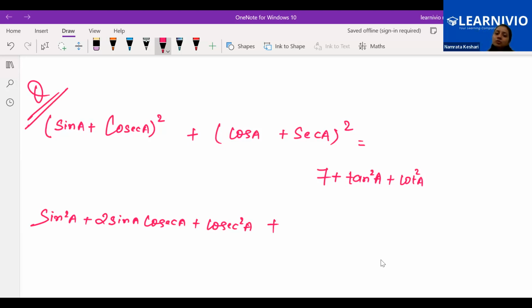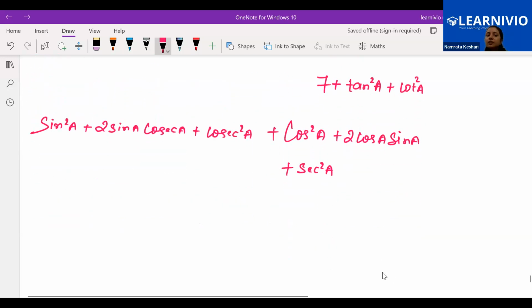Similarly, now cos square A, plus 2 cos A into sec A, plus sec square A. Now what? We have done the quick expansion. Now what to do? Anyone having any idea what to do now?